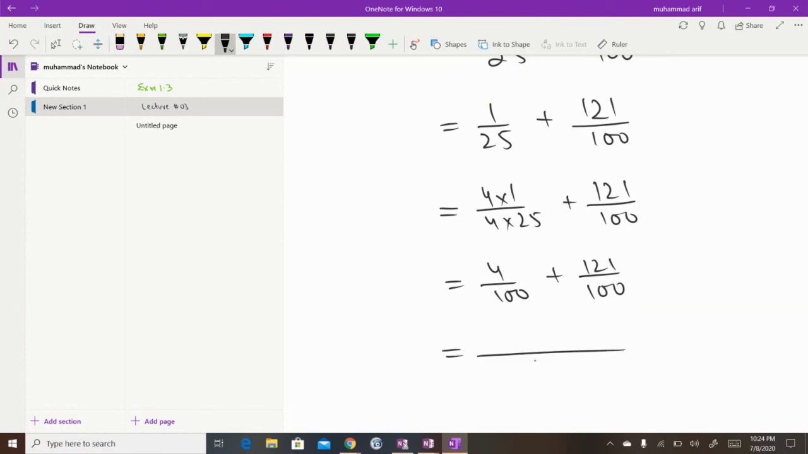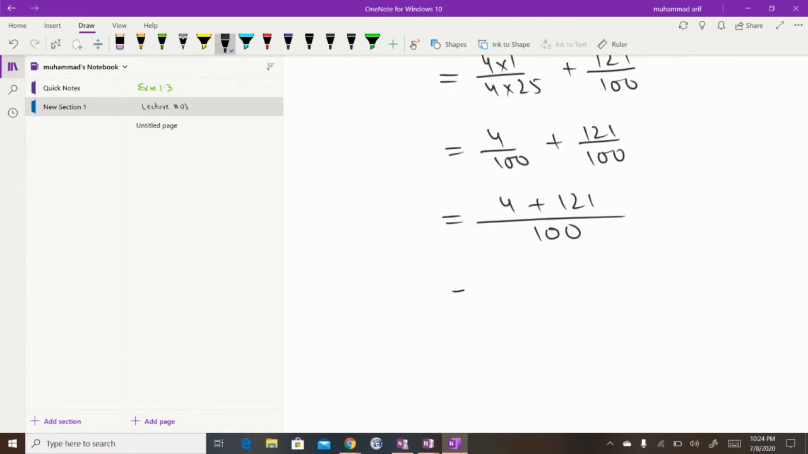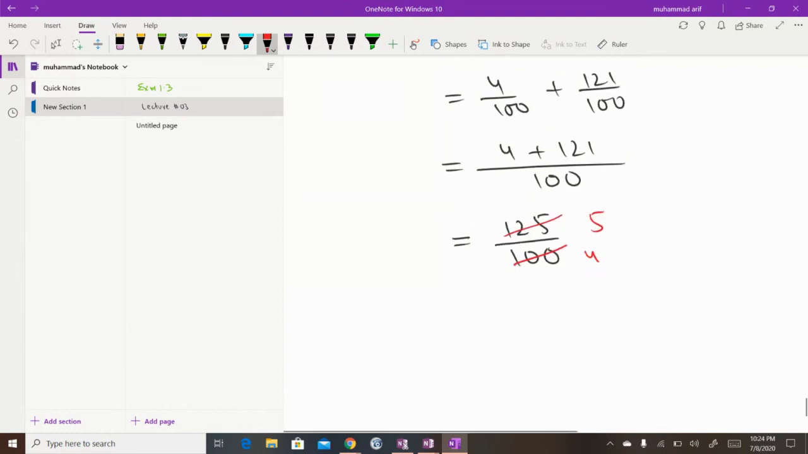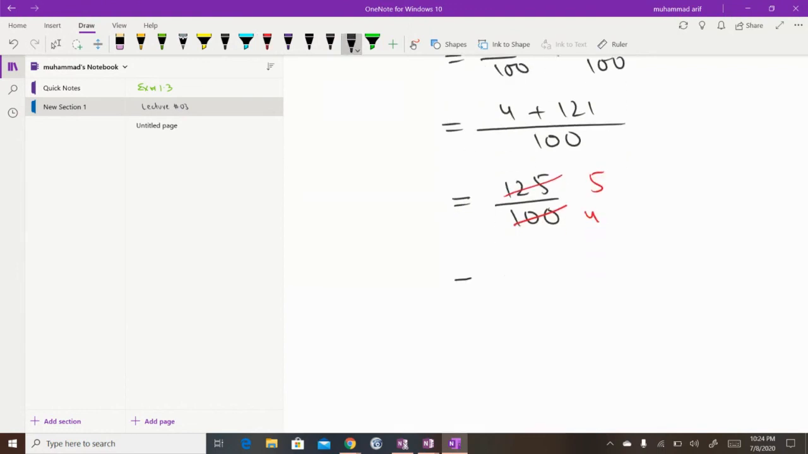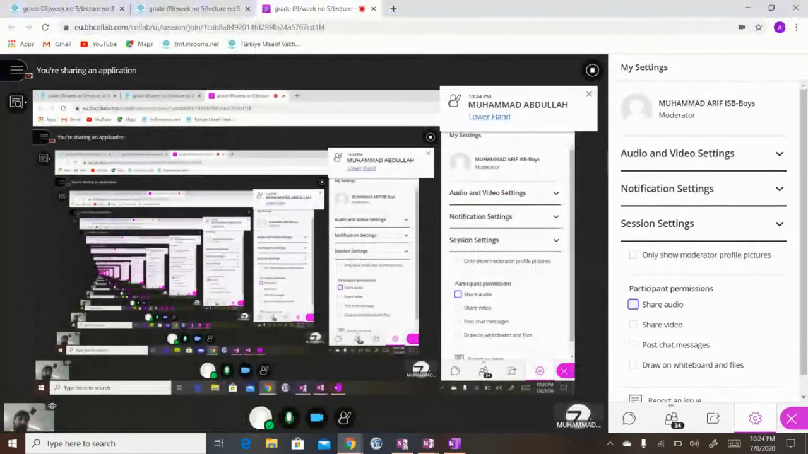LCM is the same, so we write LCM one time. Now we have 4 plus 121. When we add 4 with 121, it becomes 125 over 100. After cancelling it with the table of 25, 25 4 times 100, 25 5 times 100, we get the required answer, which is 5 by 4. Is there any problem? Please raise your hand.